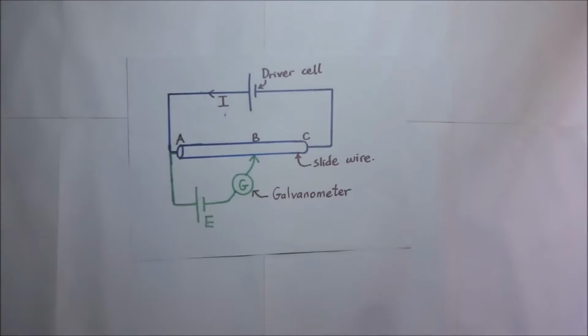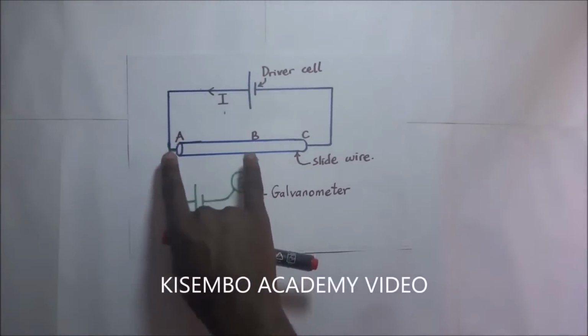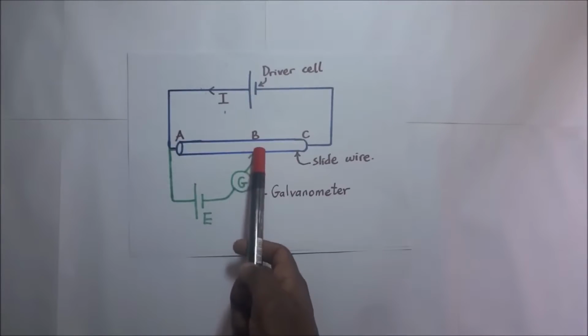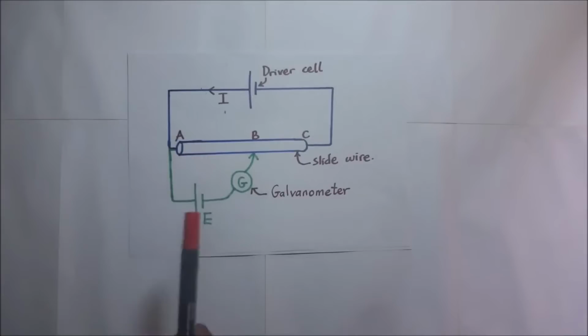That is where the principle of the potential divider comes in. In our previous explanation, we derived the principle of the potential divider and discovered that the potential difference across a section of the wire, like for example the portion of the wire AB, in which case the point B is the balance point, is always directly proportional to the length of that wire. That's the principle we're going to use here.